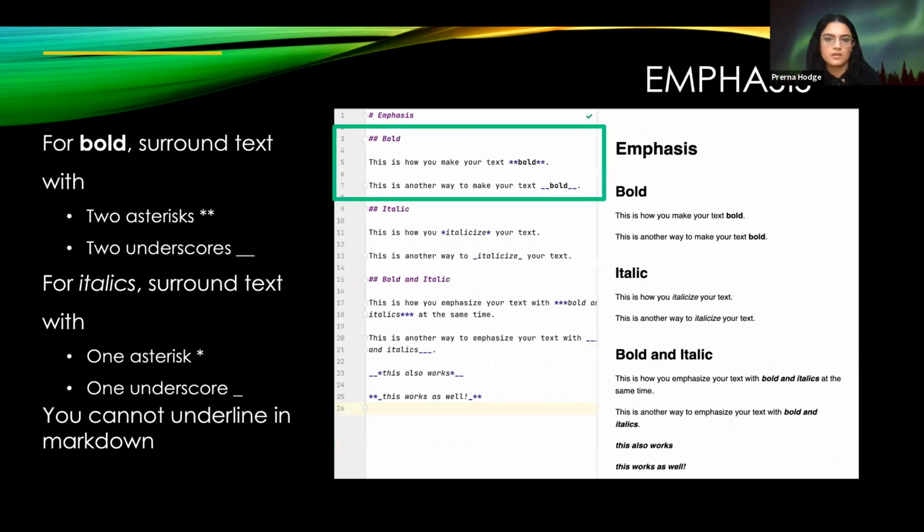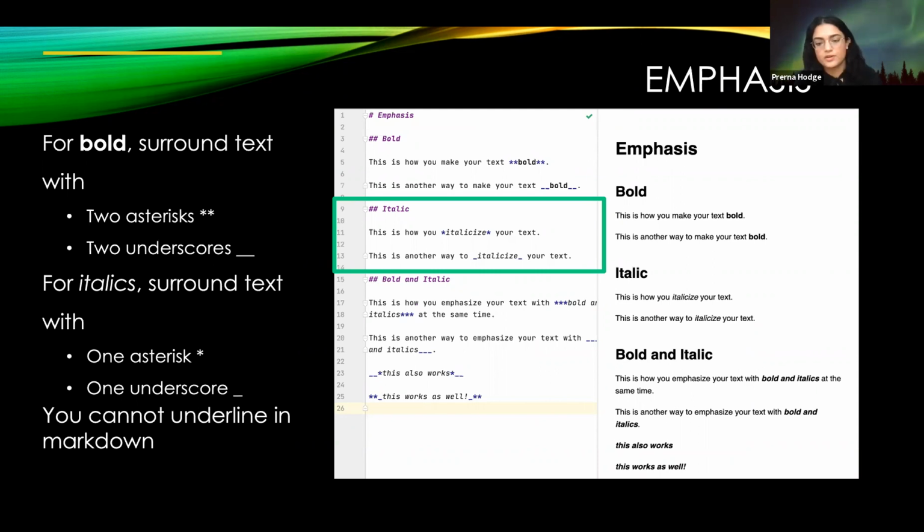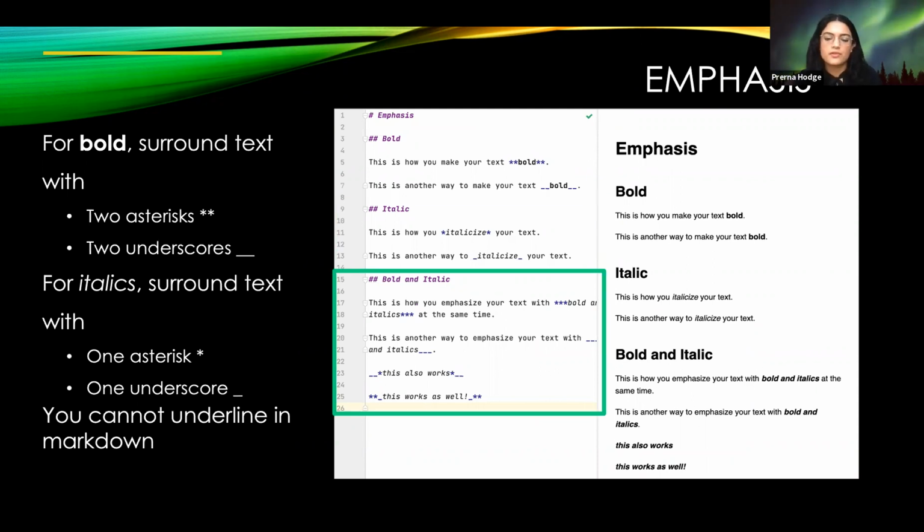Okay, so emphasis. How you do bold text is surround your text with either asterisks or underscores. Either one will result in the same thing. Italics, similar, just 1 asterisk or 1 underscore, doesn't matter which one. And also you can do both bold and italics. So it's just going to be 3 asterisks or 3 underscores or a combination of those.